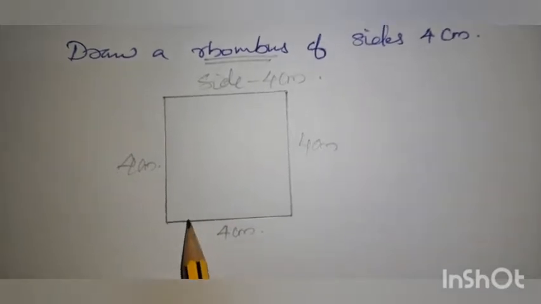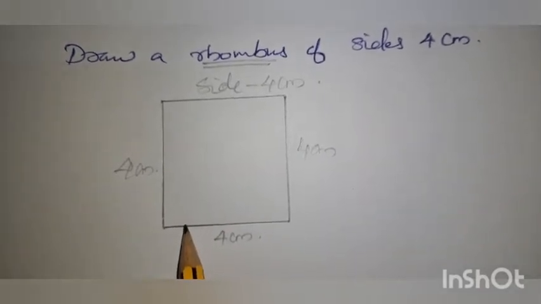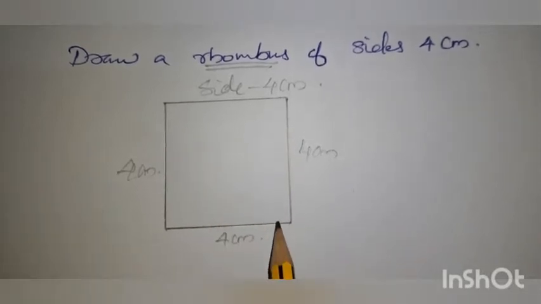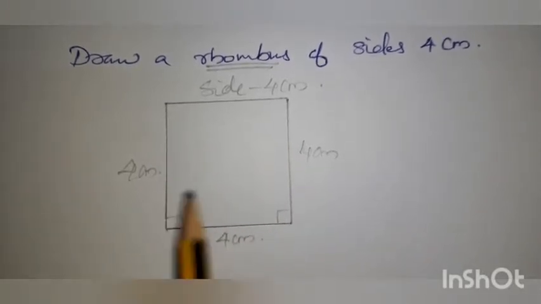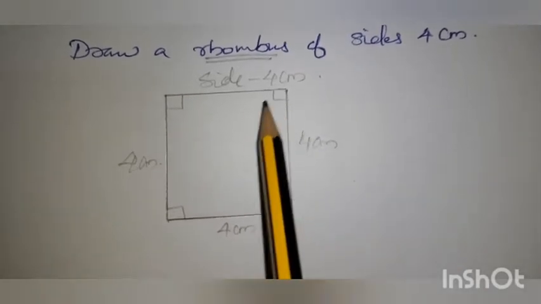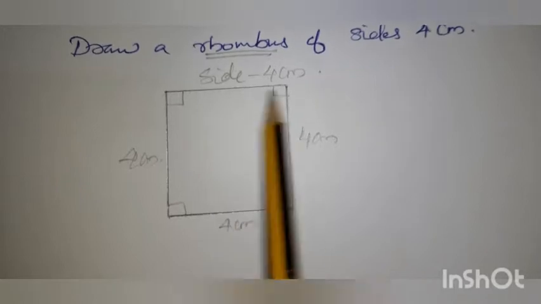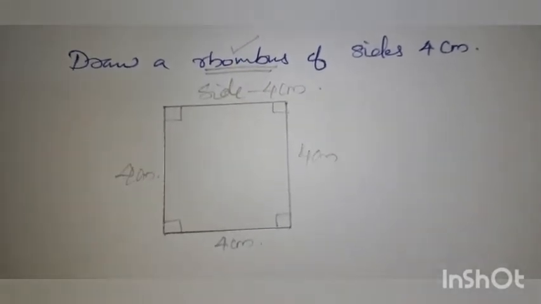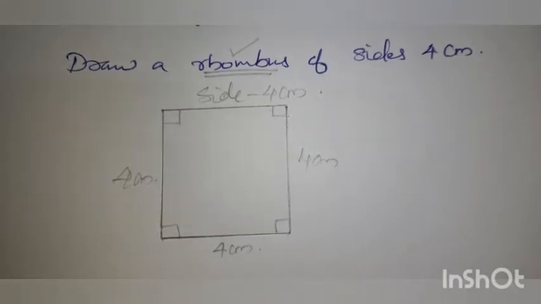A square is a rhombus once all the sides are equal and the angles are perpendicular. The angle is 90 degrees and the sides are equal. We can call that square a rhombus. Then what about the rhombus, which is not a square?